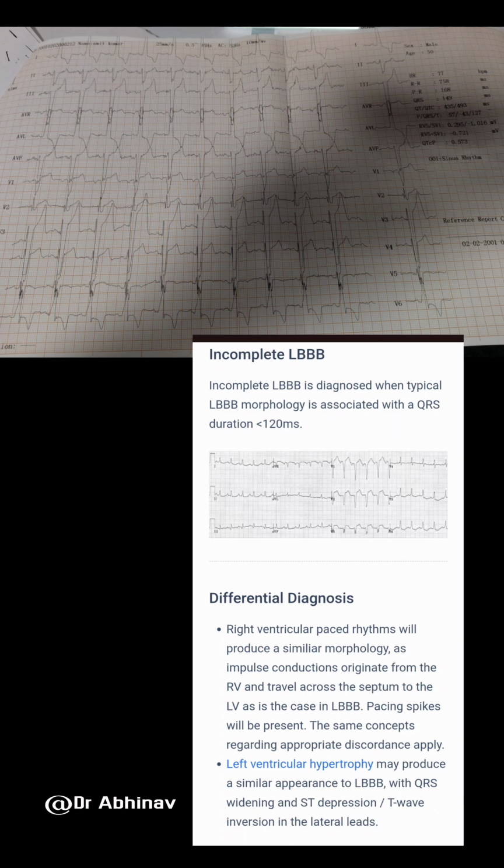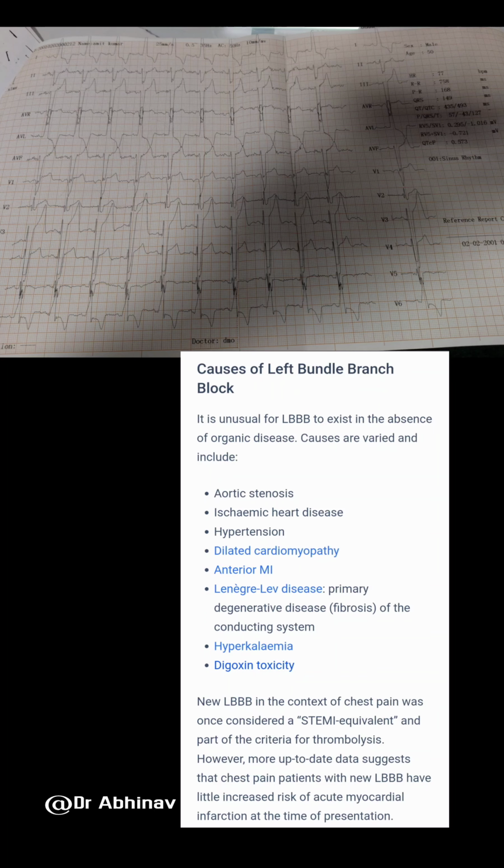Incomplete left bundle branch block has the typical features of morphology but QRS duration less than 120 milliseconds. Causes can be MI, ischemic heart disease, aortic stenosis or hypertension.